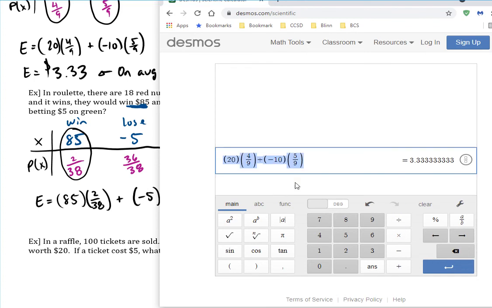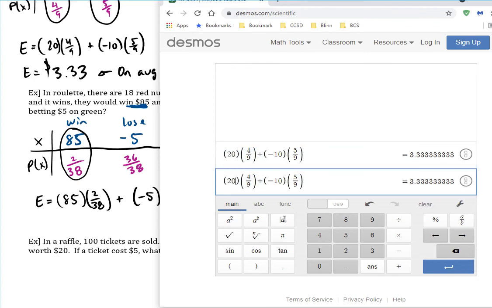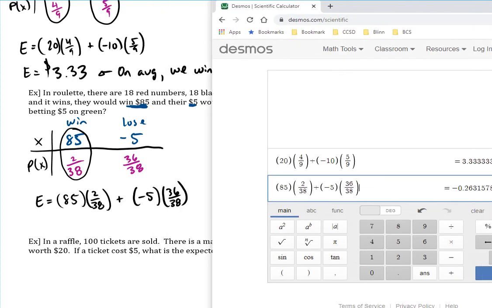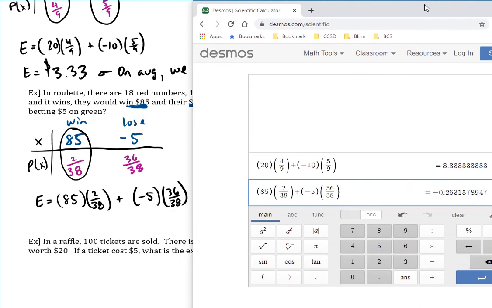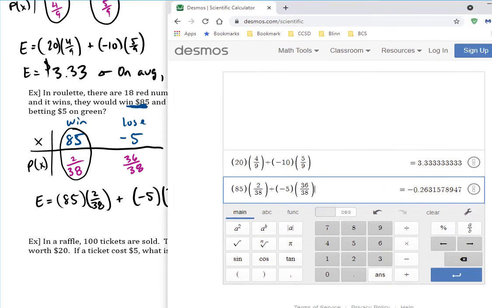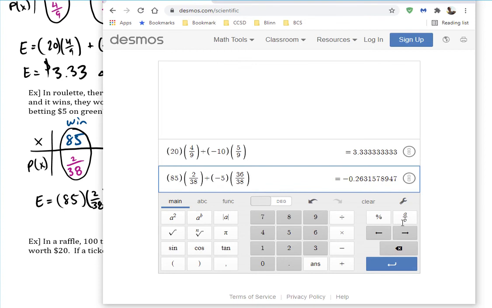Okay, so I'm just going to copy this and change those numbers. I don't know if this is faster. Let's do it. 85, 2 over 38, and then -5, 36 out of 38. Like that. Okay, so I'm just copying it the same exact way that I wrote it. Just double check, since I copied and pasted, that all the numbers were correct. That looks good. And then we get this.